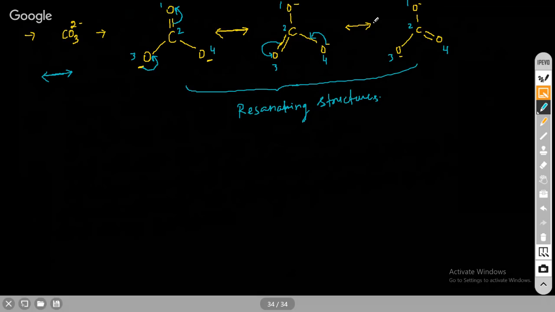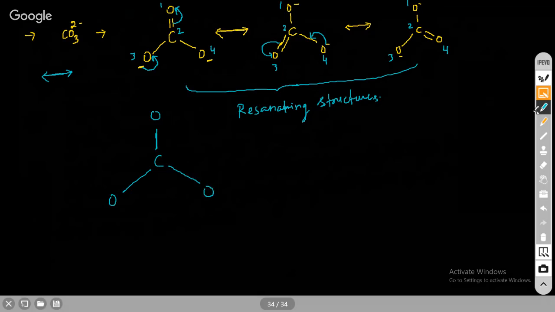Okay, so these are resonating structures, and these are not real structures. So if I draw the real structure of this molecule, carbonate ion, that is the resonance hybrid or real hybrid. So that will be like this. You see, carbon, oxygen, and oxygen. So we'll draw like this: carbon, oxygen here, and here we have again oxygen.